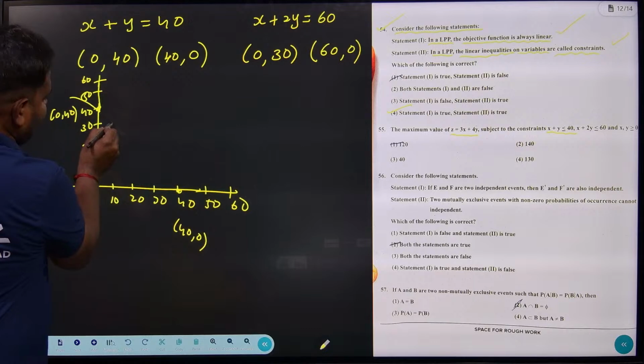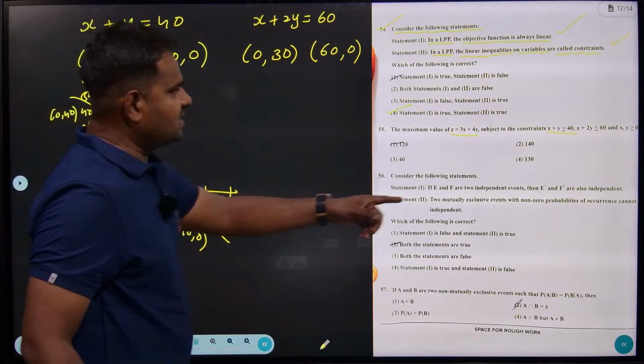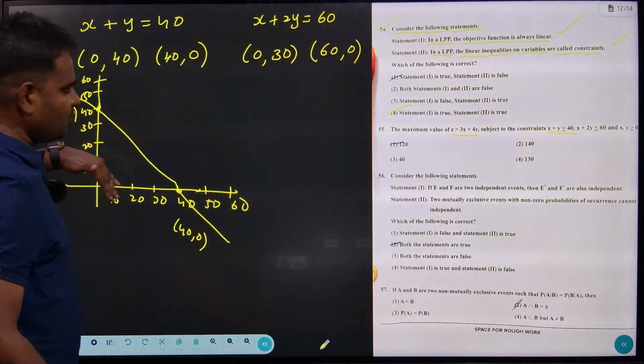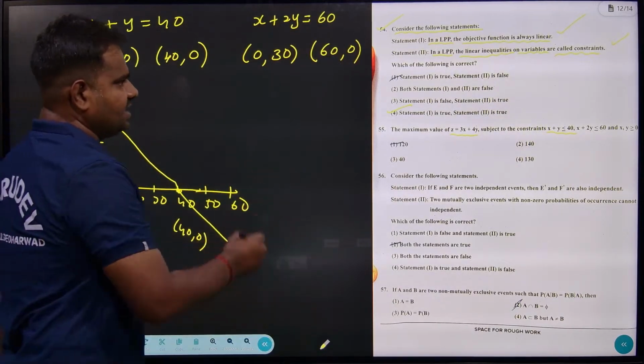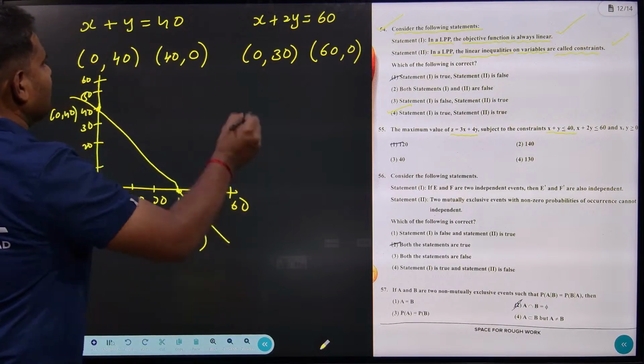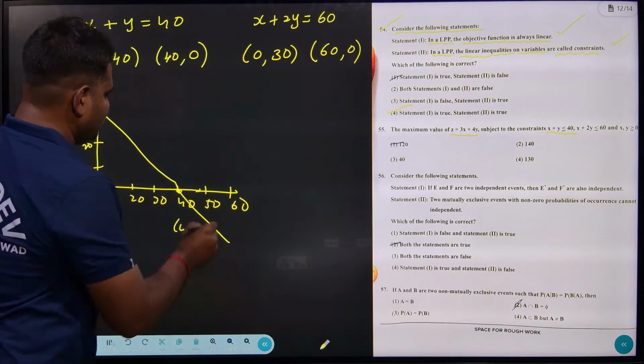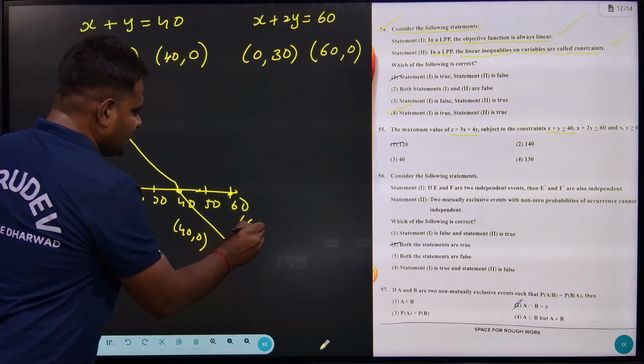If I join the line like this, as we have less than or equal to 40, the solution is towards the origin, isn't it? Yes. Next, 0 comma 30 and 60 comma 0. Here is 0 comma 30, and here we have 60 comma 0.